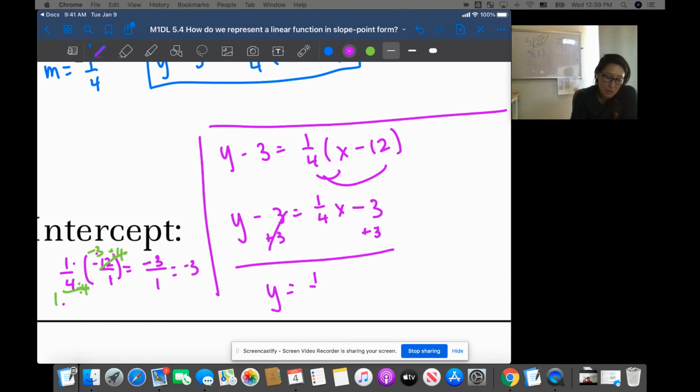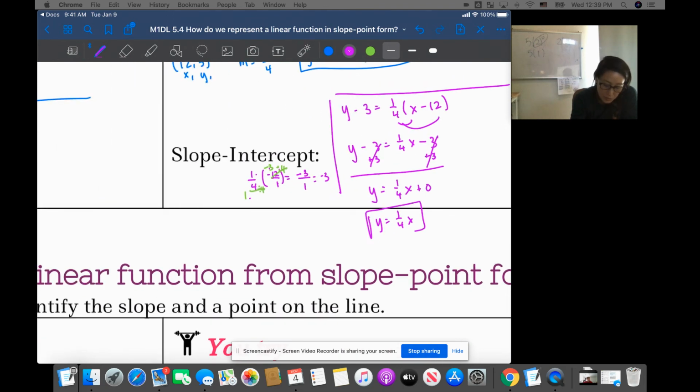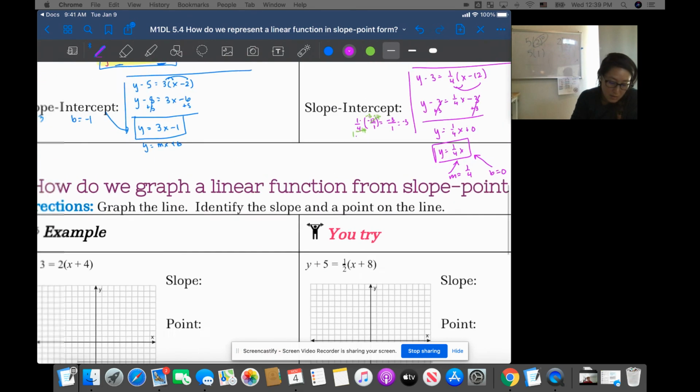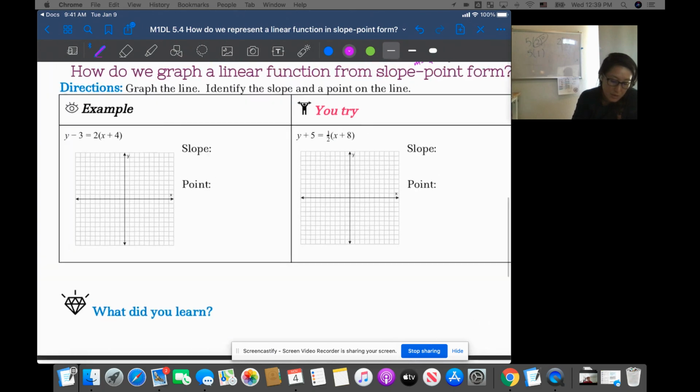y is equal to 1/4 x plus 0. Or y is equal to 1/4 x. So that is my slope-intercept form. I can see that the slope is equal to 1/4, and I'm adding nothing, so b is equal to 0. My y-intercept is 0. Okay. All right, so now we're going to graph a linear function from point-slope form.